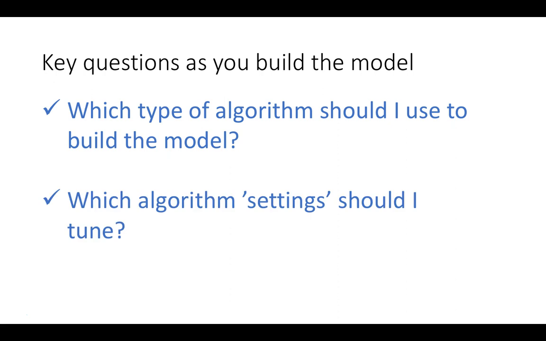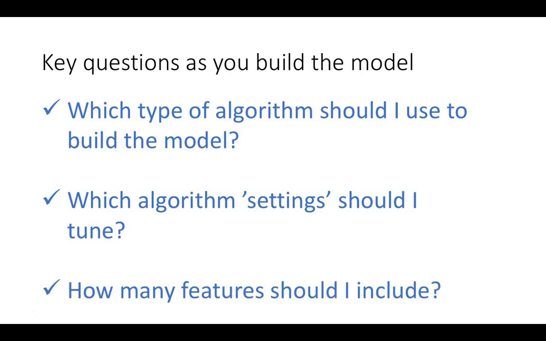Then, which algorithm settings should I tune? Again, we'll talk about all these things later, but algorithms have to be tuned for specific settings. If it is a polynomial function, what are the coefficients? How do I tune them so that I get as good a representation of the relationship as possible? And also we have to ask, how many features should I include? I have a lot of features in my data, but should I use all of them, or which of them will give me a better benefit?